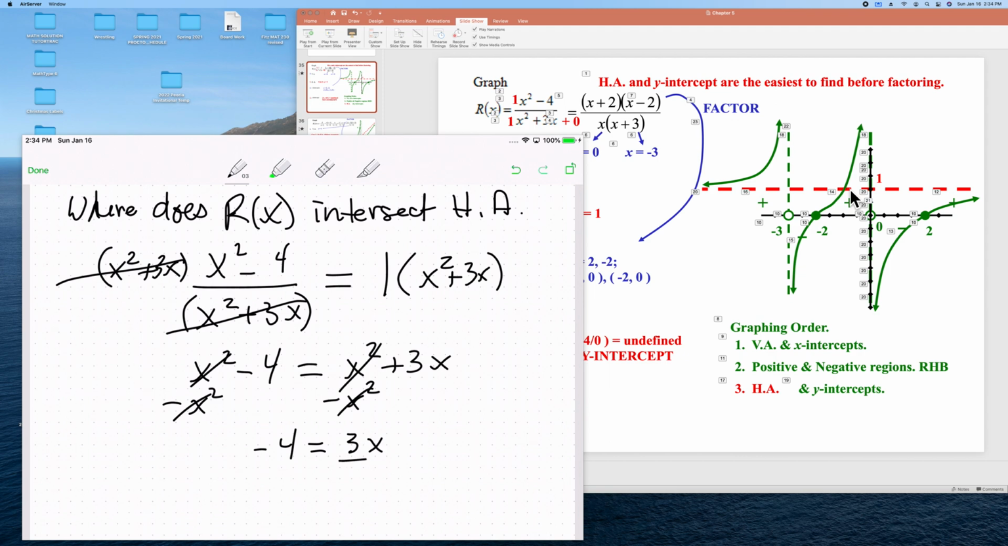Divide by 3. So the intersection point is at (-4/3, 1). So this point right here is at -4/3 for the x, comma 1. So that's how we can find where the graph crosses or intersects our horizontal asymptote.